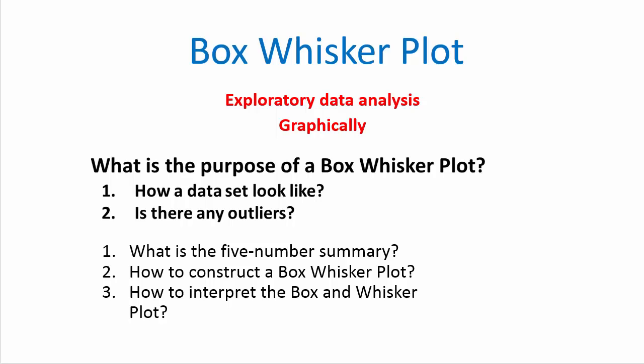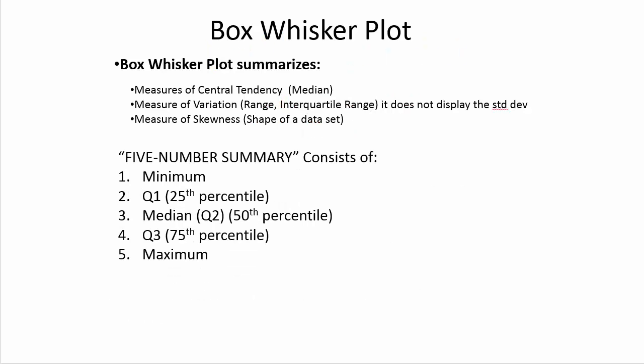A box-whisker plot is drawn from a set of 5 statistics, which is a 5-number summary of the data set, and we will show you how to construct a box-whisker plot and, more importantly, how to interpret the box plot. Notice that the box measures the central tendency, especially the median. The other measures would be mean and mode, but it shows the median, and measures of variance, for example, the range, or what we call the interquartile range, and it does not display standard deviation though. And it also shows the shape of the data set.